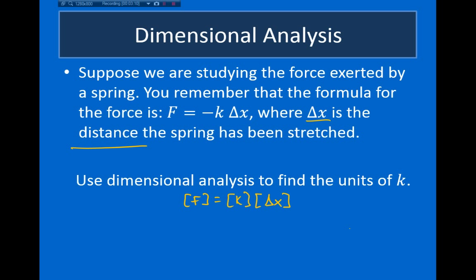This time I'll have to rearrange the equation to solve for the units of k. So the units of k are equal to the units of force divided by the units of delta x. In the previous example, we saw that force is kilogram meters per second squared. So when I divide this by meters, the meters cancel and we get kilograms over seconds squared. So this is the units for this spring constant. That's what k is called.